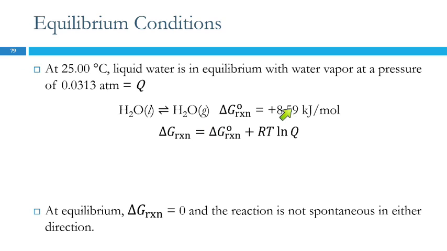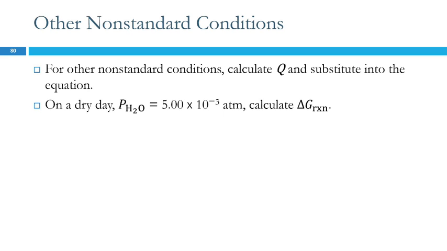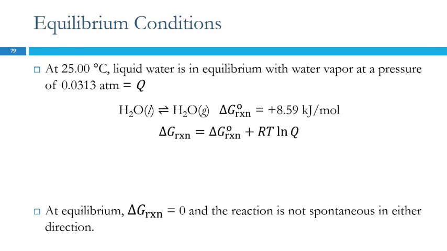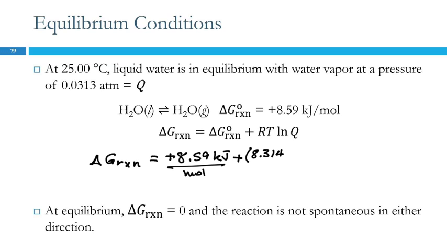So delta G is this positive number. The standard delta G is a positive number, plus 8.59 kilojoules, and then we're going to add R times T times the natural log of Q.